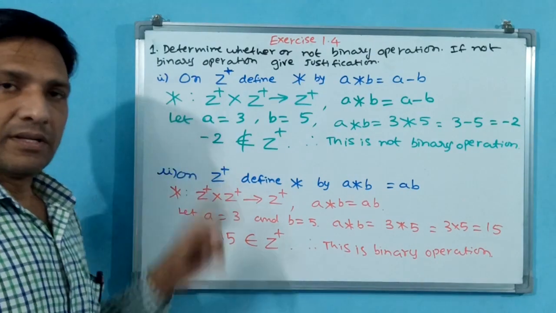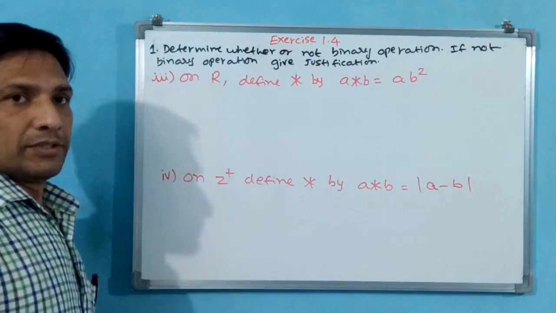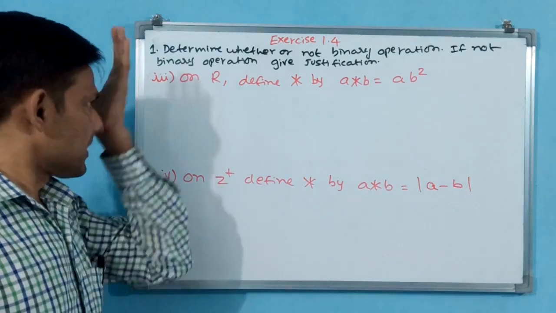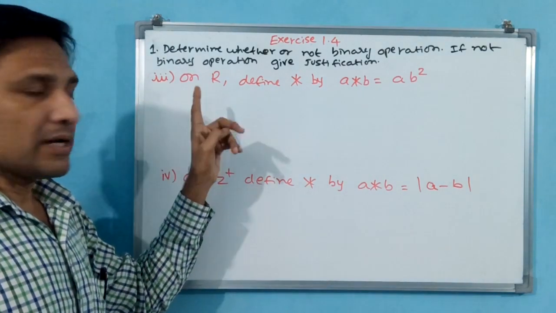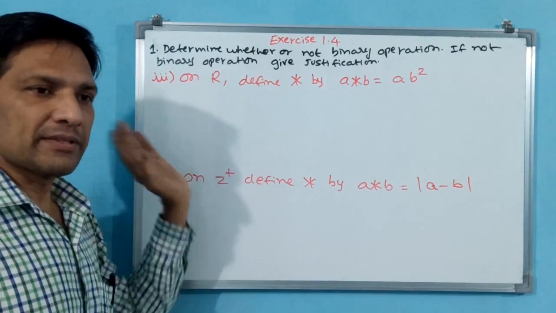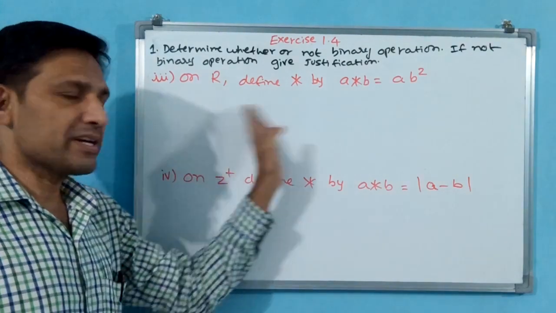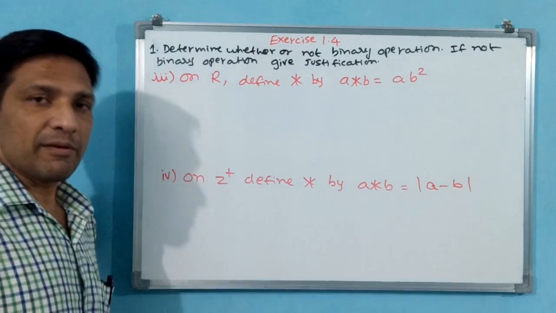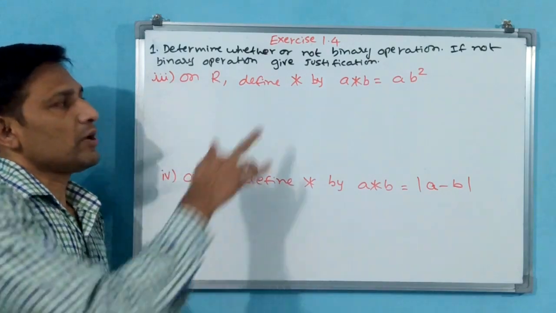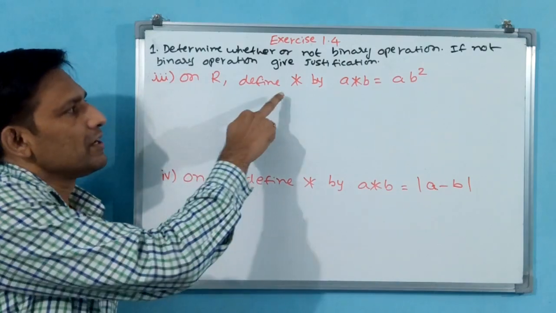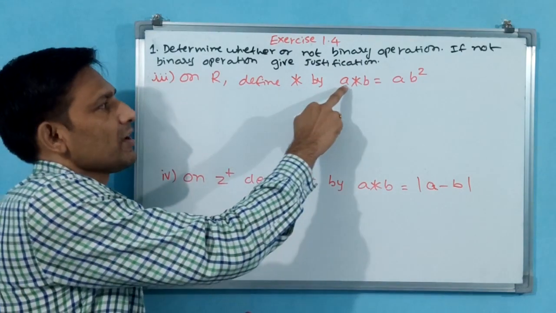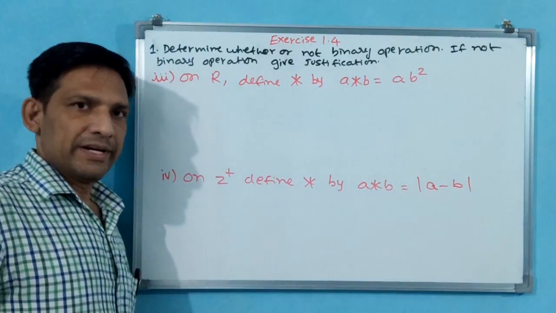Let us go for the third and fourth. See the third and fourth parts of this first question. On R, this time it is real numbers, with no positive or negative restriction. Real numbers means the complete set of real numbers they have given, not any R plus or something like that. That means we have to check this binary operation on the entire real numbers. Star by A star B is equal to A B square.